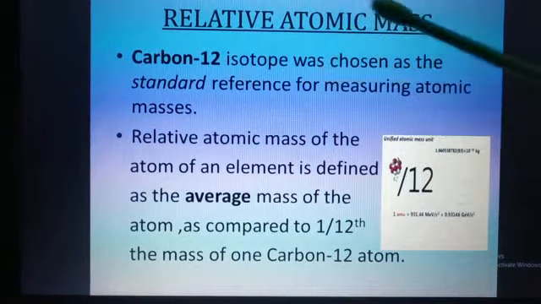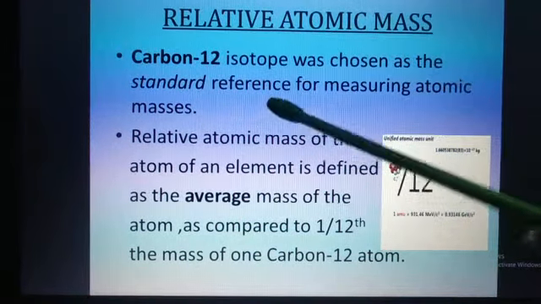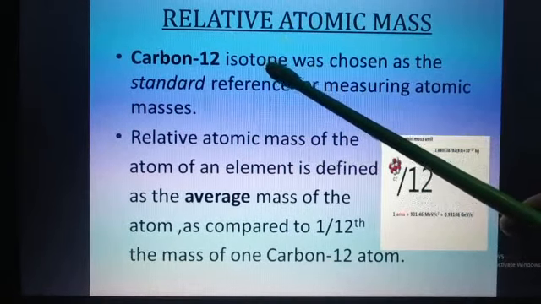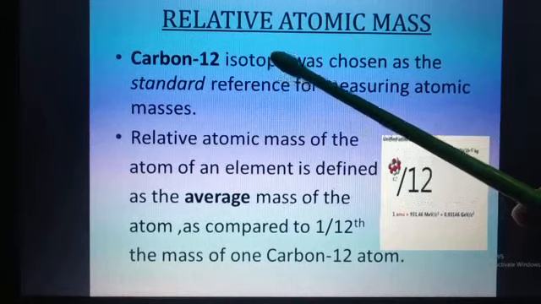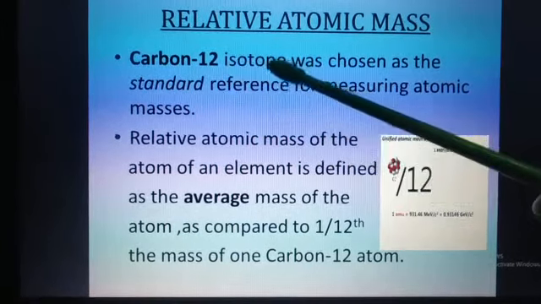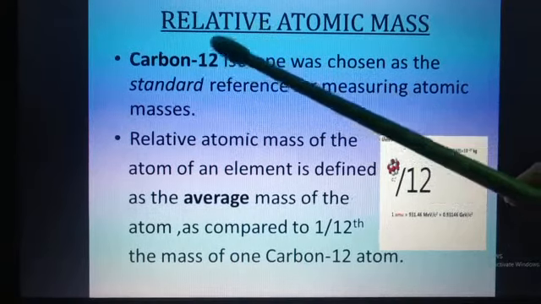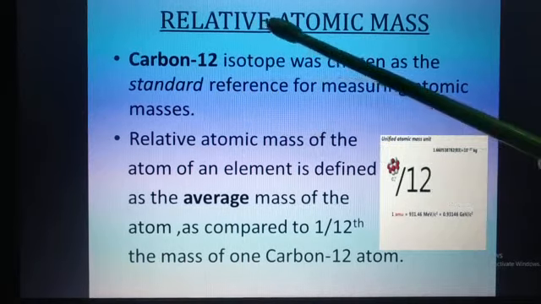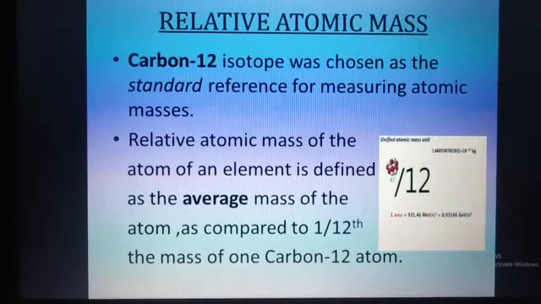Carbon-12 isotope was chosen as the standard reference for measuring atomic masses. This term isotope, we will read about this in chapter 4. Actually, carbon has two isotopes, carbon-12 and carbon-14. But here we consider carbon-12 as a standard element to measure atomic masses.